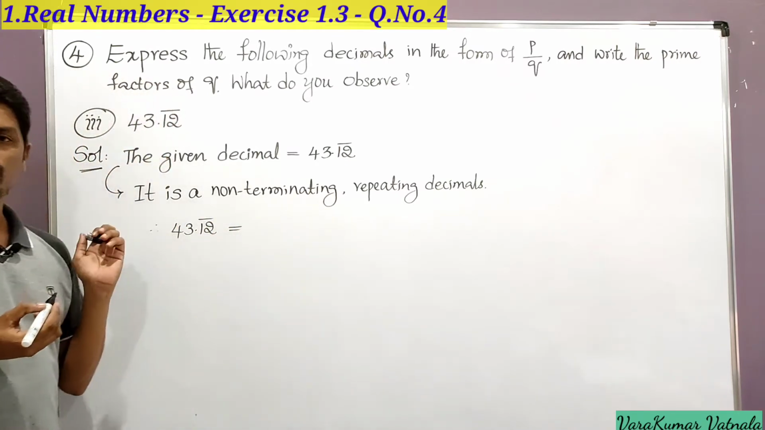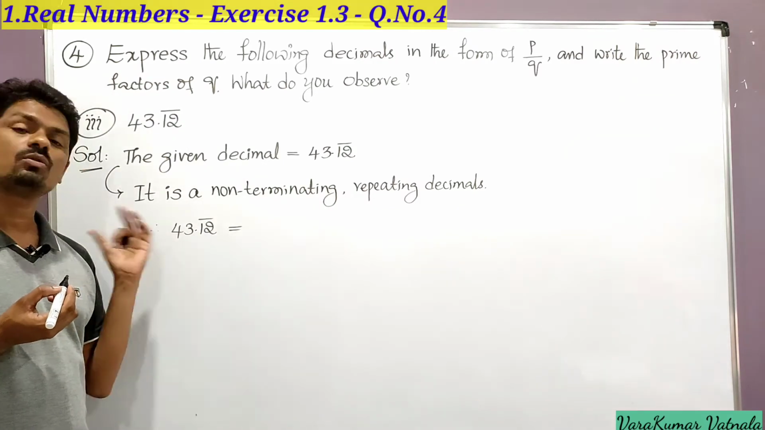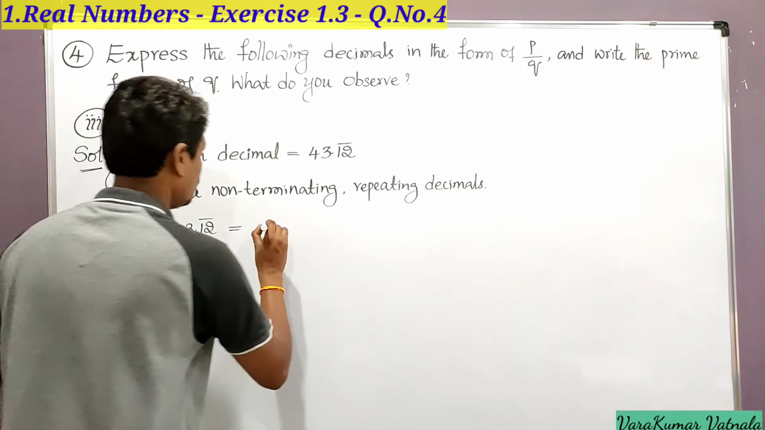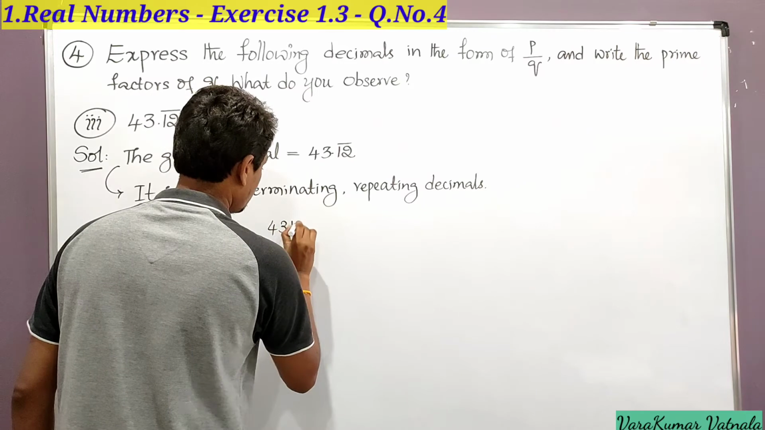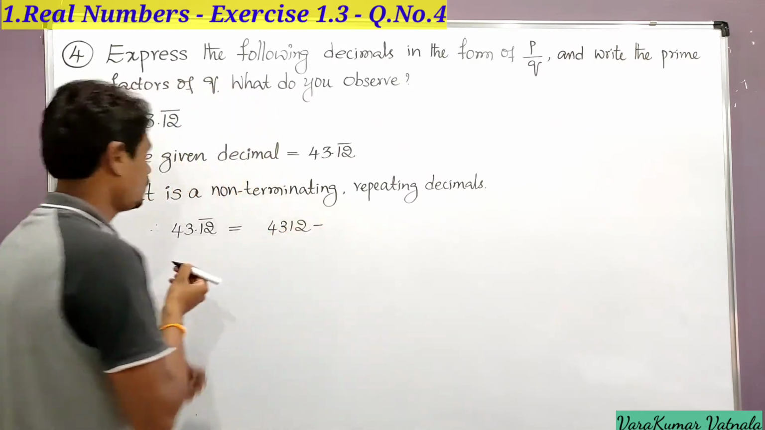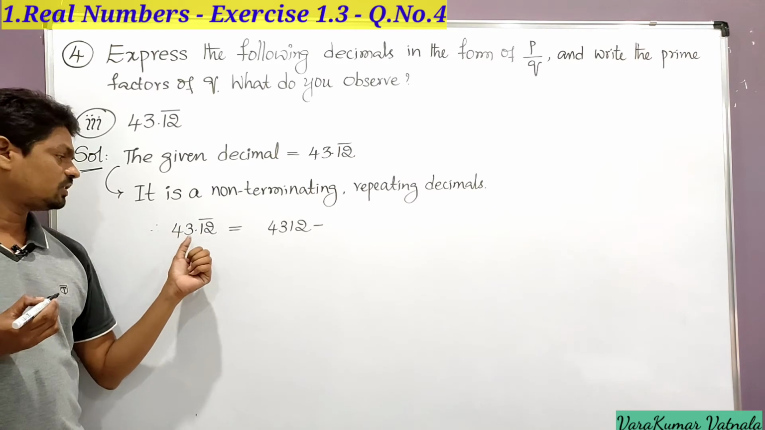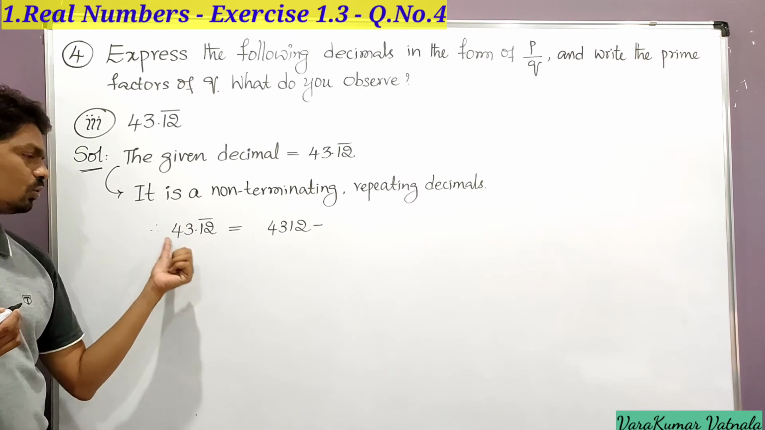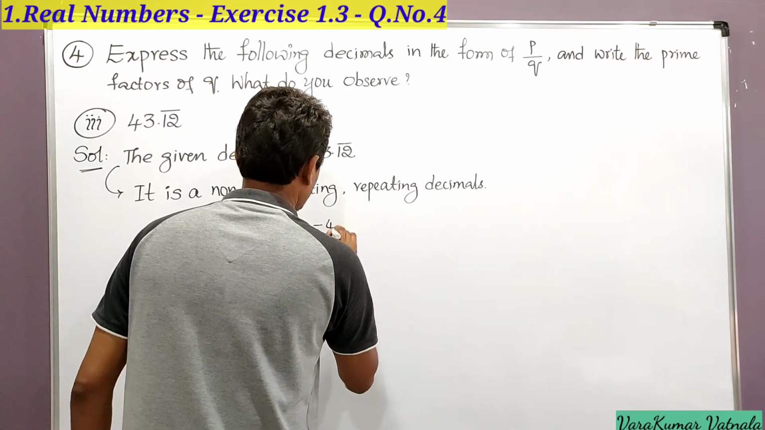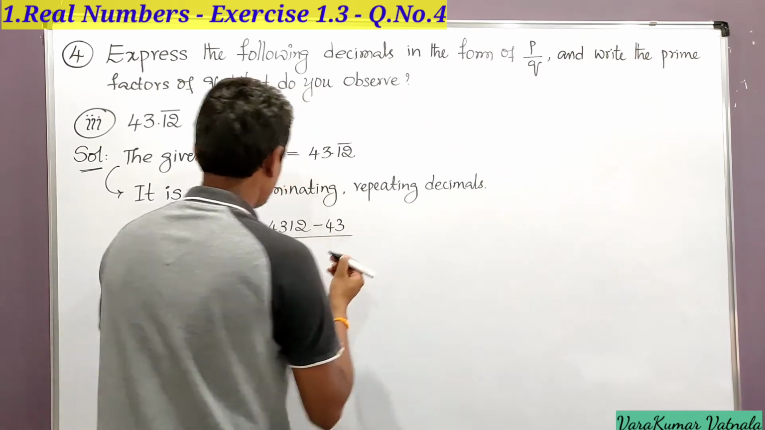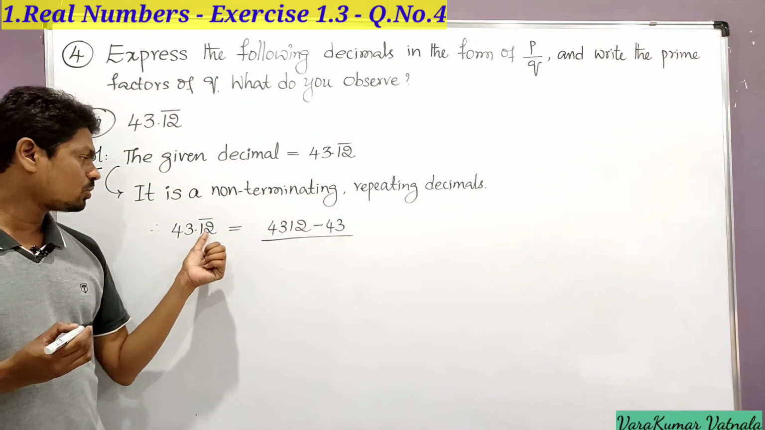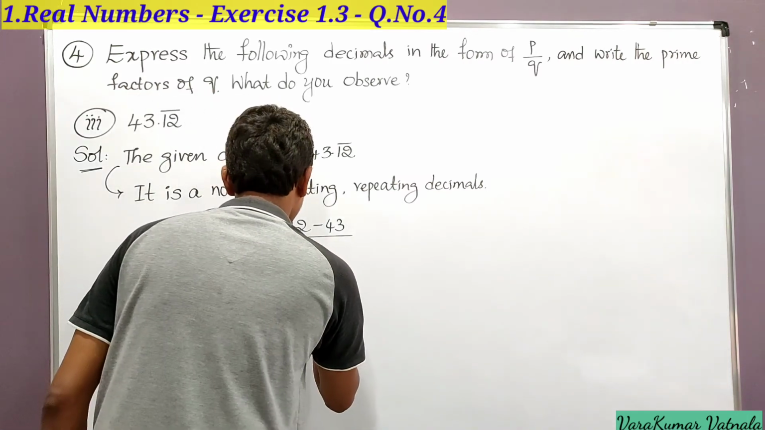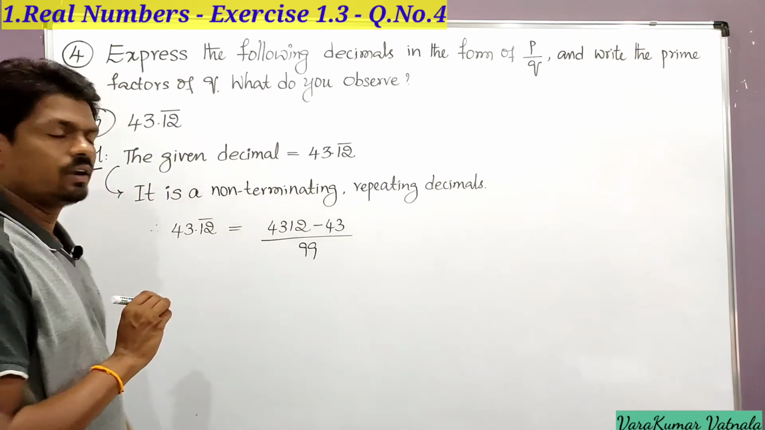Just see, student, you have to remember how I am writing the p by q form of the given decimal. First we have to write all the digits in the decimal: 4312. Minus, we have to subtract the integer part, the digits on the left side of the decimal. 43 is there on the left side. So 4312 minus 43, divided by, now we have to observe the number of digits in the bar. There are 2 digits in the bar, hence we have to write 2 nines in the denominator.